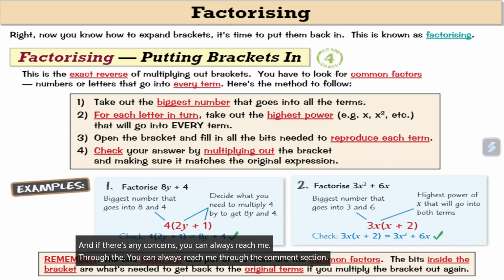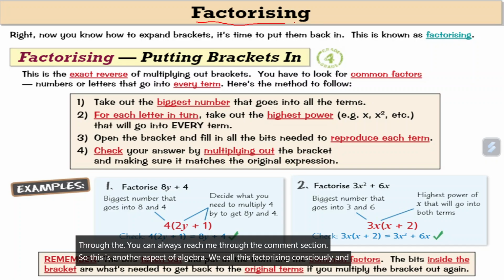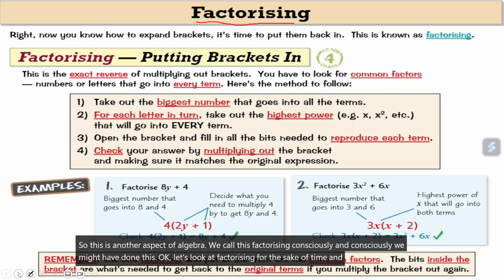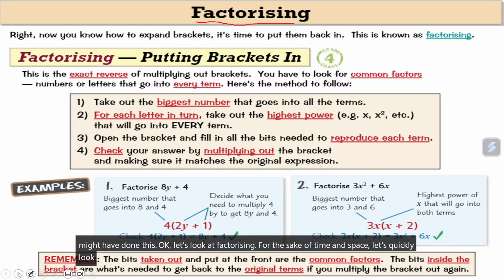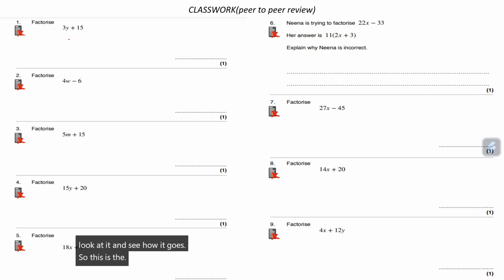So this is another aspect of algebra. We'll call this factorizing. Consciously, unconsciously, we might have done this. Okay, let's look at factorizing. For the sake of time and space, let's quickly look at it and see how it goes. So these are the questions.